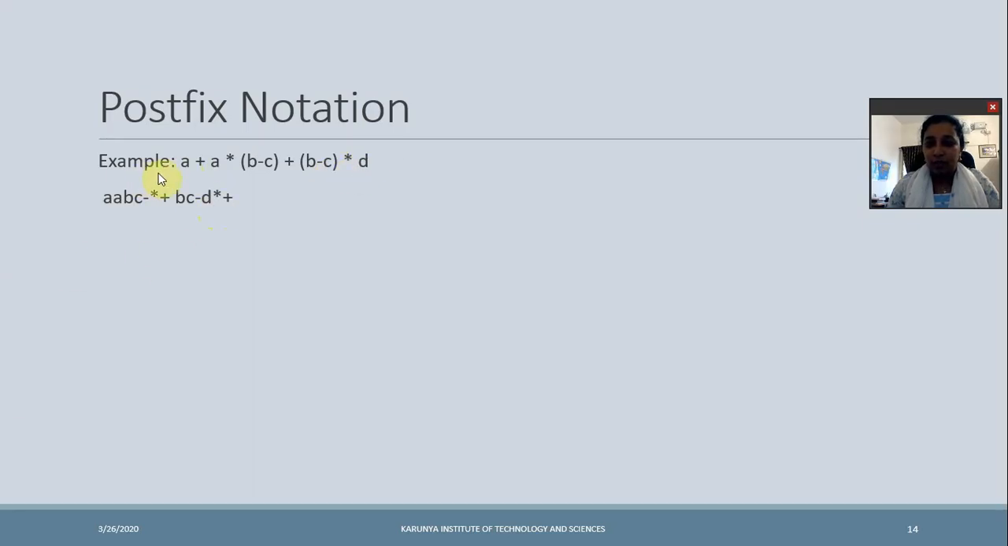Now if you go ahead, you have two plus. First this plus has been evaluated, and then the second plus has been evaluated. So it is A with A BC minus star, plus. So that goes ahead. And then this part has to be added with this part. This part we have given till here, till this plus. This is the next one, and then the last one is plus. So this is how you do a postfix notation.